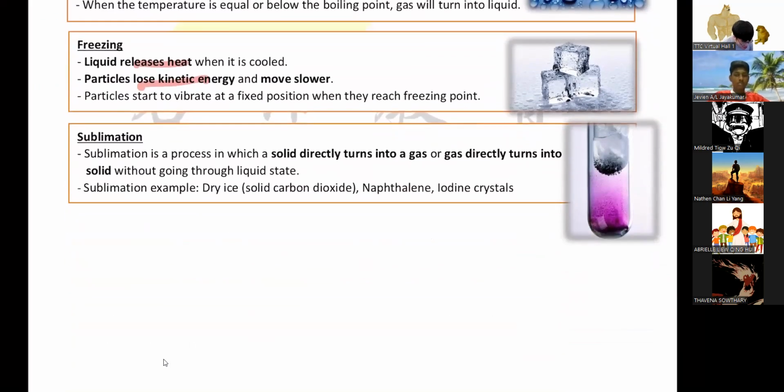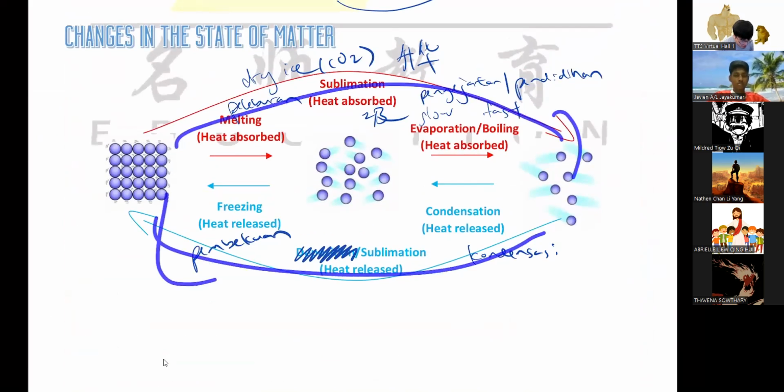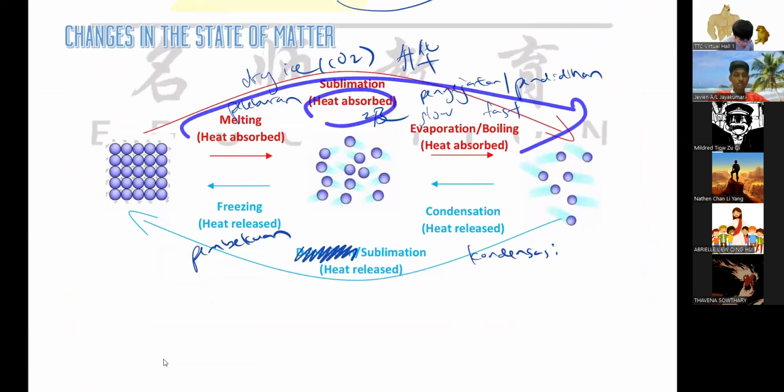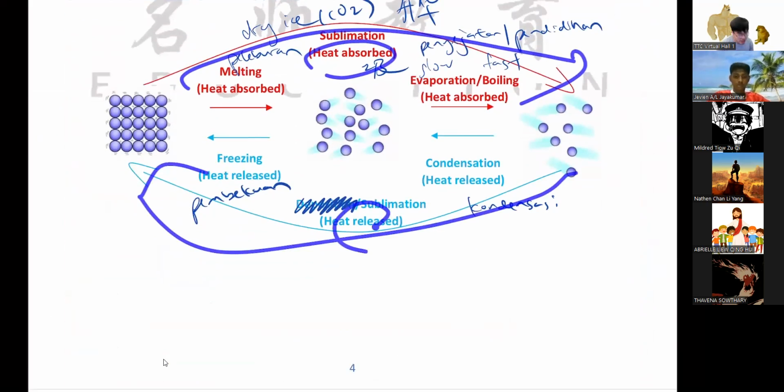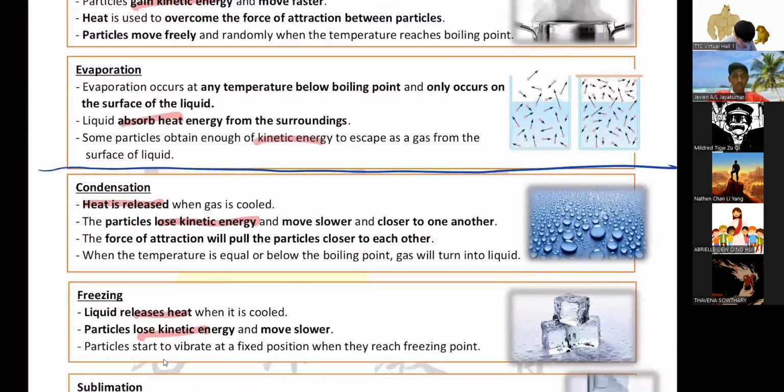Anyway, so sublimation, it depends on what way they go. If they are going to here, that means they absorb heat. If they go to here, that means they release heat. Same thing over and over again.